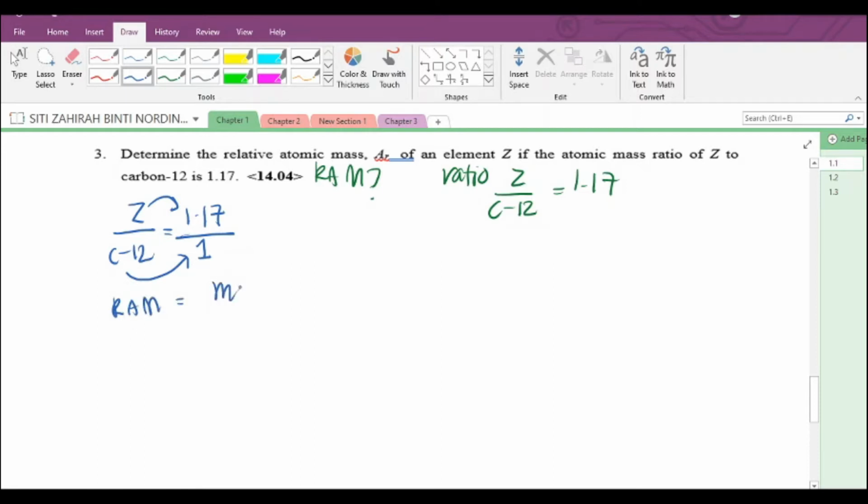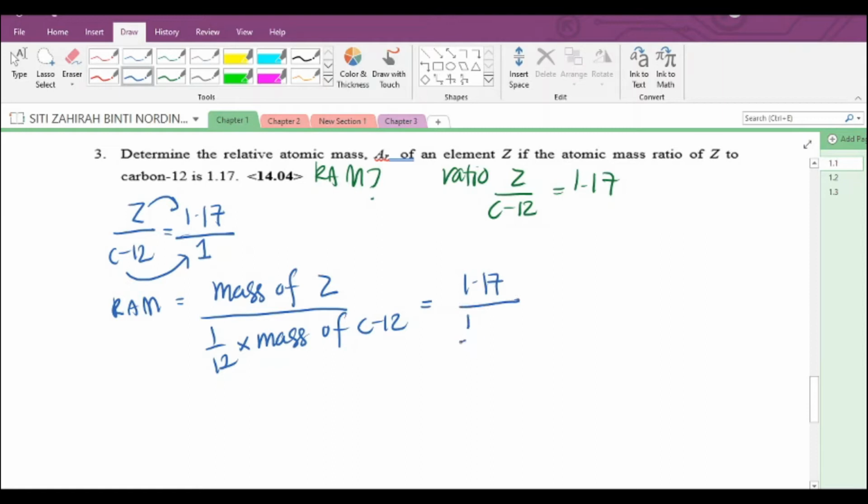So the mass of Z divided by 1 over 12 times the mass of carbon-12, which is equal to, so mass of Z would be 1.17 over 1 over 12 times the mass of carbon-12, again it is 1. So the final answer would be 14.04.